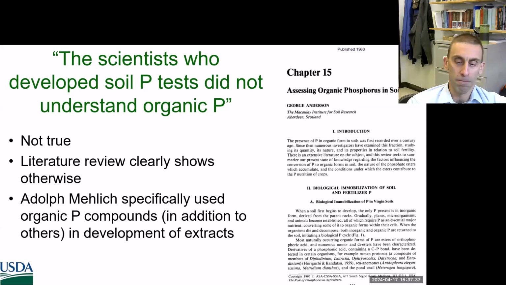And if you question that, I highly recommend getting the old ASA publication, American Society of Agronomy publication from 1980, the big book simply called Phosphorus. And that compiles much of what was done between 1950 and 1980. And you'll find out very quickly that they understood organic phosphorus very well. In fact, Adolf Mehlich, the scientist who developed the Mehlich 1, 2, and 3 extracts, he specifically used organic phosphorus compounds in addition to other compounds as he developed those extracts.